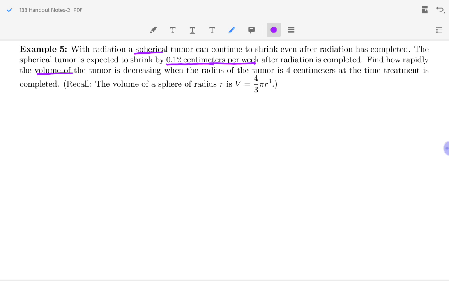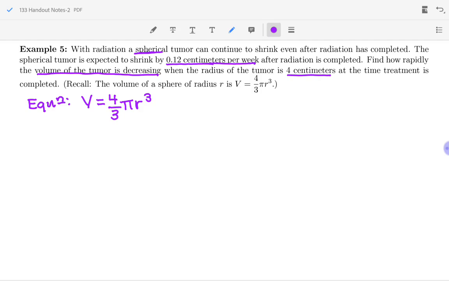So we want to find how the volume of the tumor is decreasing when the radius of the tumor is 4 centimeters at the time of treatment than when it's completed. So we're going to use the volume of the sphere again. So our equation is that we have the volume is equal to 4/3 pi r cubed, which is nice because we actually just took the derivative of this in the last page. We're not going to forget any of our dV/dt's or dr/dt's this time.